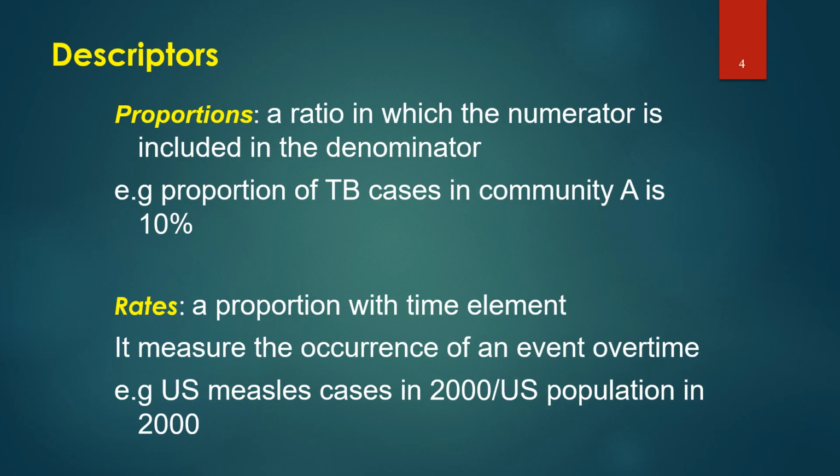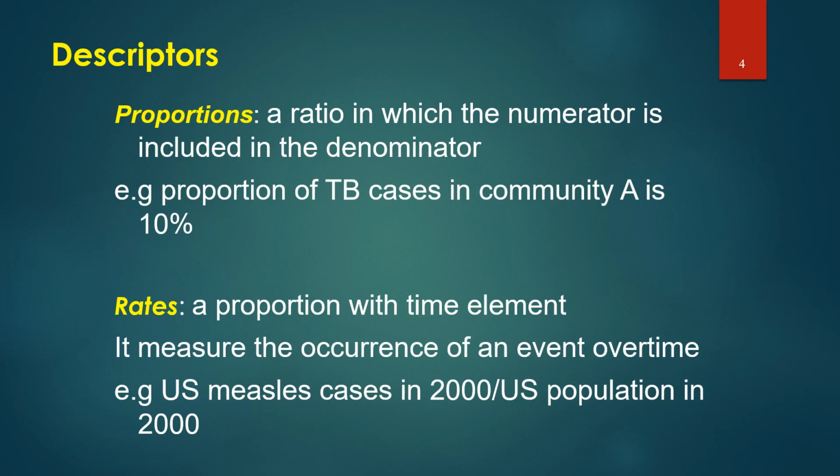For example, if we say the proportion of TB cases in community A is 10%, that is 10 divided by 100, and usually expressed as a percentage. So, the number of cases of tuberculosis in community A divided by the number of people in community A.